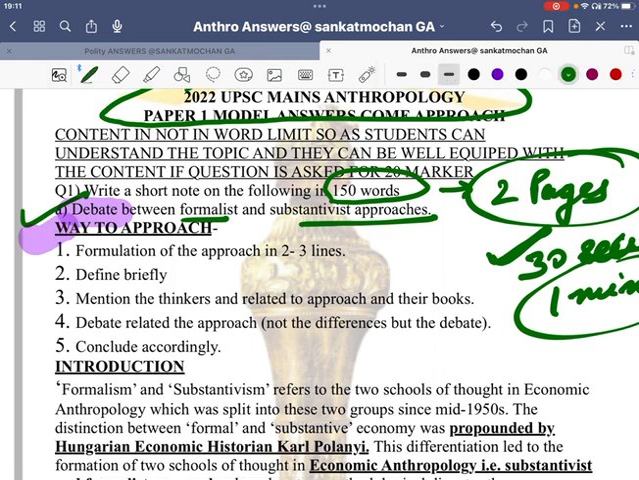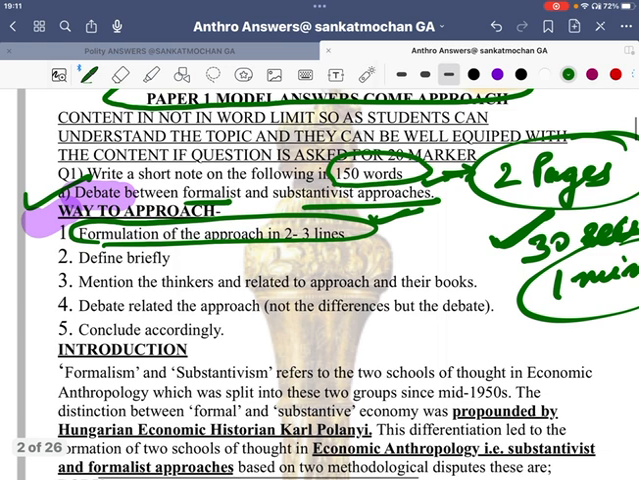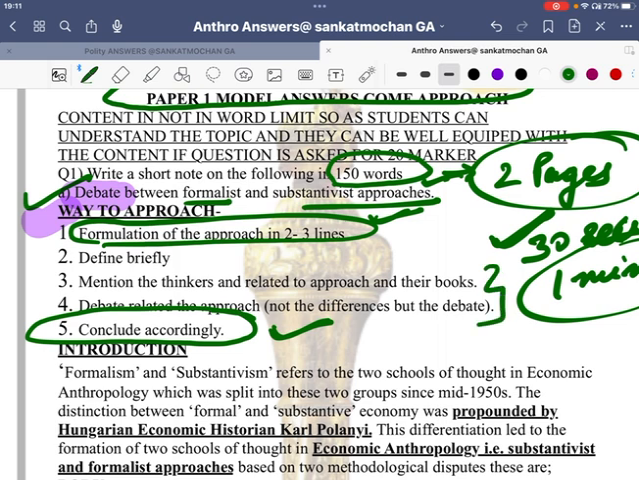What is the way? Let's see. First, who formulated the approach? Just give a brief introduction. The introduction should set the tone of how the body will be. Fine. See, it's 150 words, so a very brief introduction is required. In this, if you have the luxury to conclude, then conclude. Or you can just finish it off in 2 pages. Here I have given you the conclusion just because if it's asked in 250 or 300 words, you can write it down. I hope you got it.